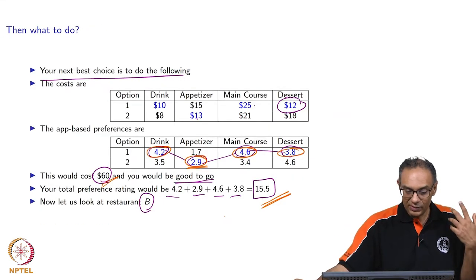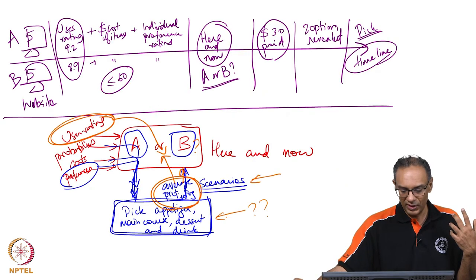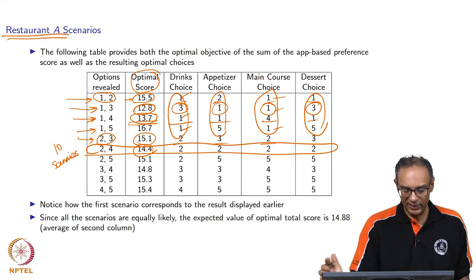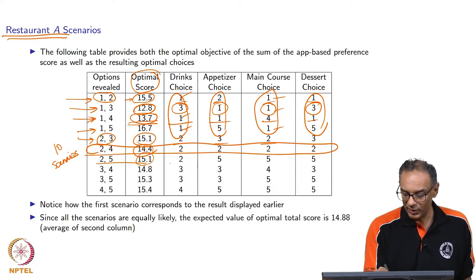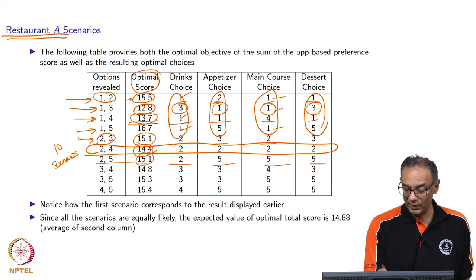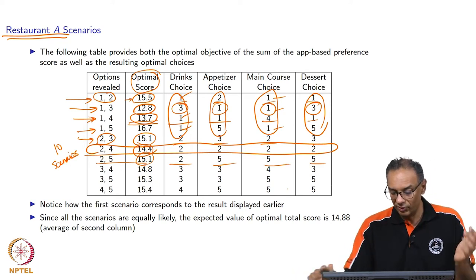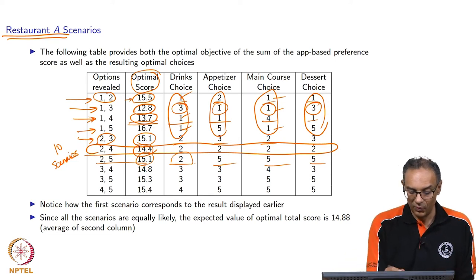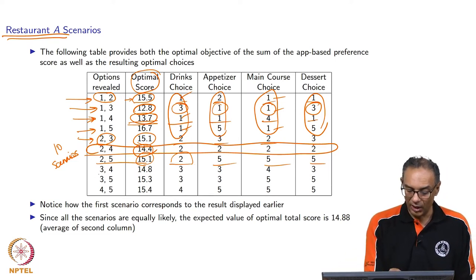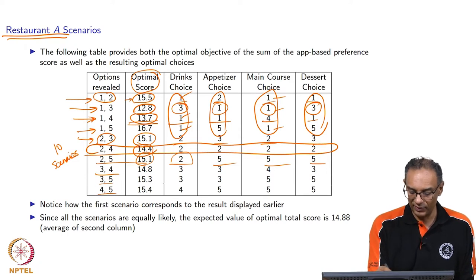Okay, so this is a constrained type of situation, and you have to be a little bit careful when you make your choices. Now, in 2 and 5, you notice it's 15.1, and then your choices are 2, 5, 5, and 5. So now the 2, which was so lucrative before, is now all of a sudden picked only once, because 5 seems to be doing way better. So it really depends on what options you get. 3 and 4, 3 and 5, 4 and 5, likewise, have these as your costs.